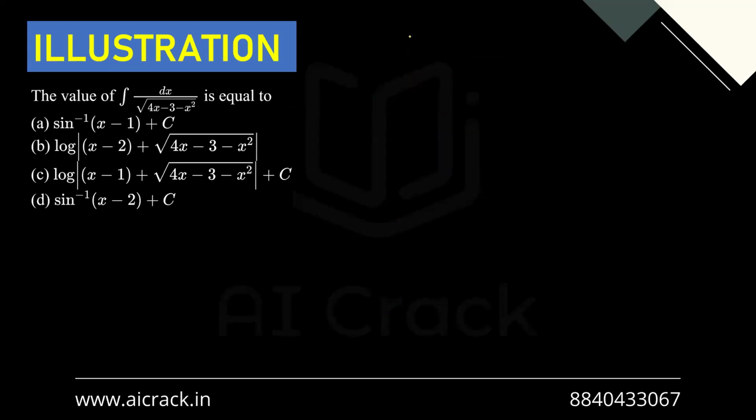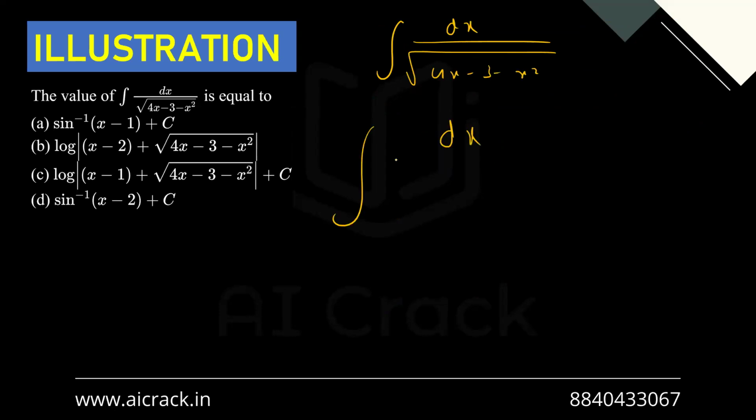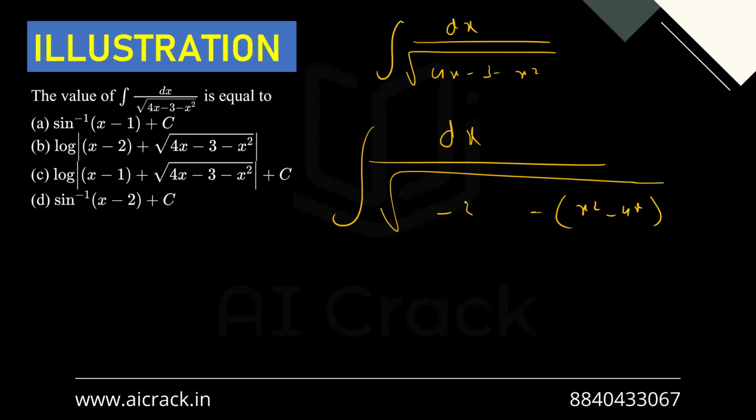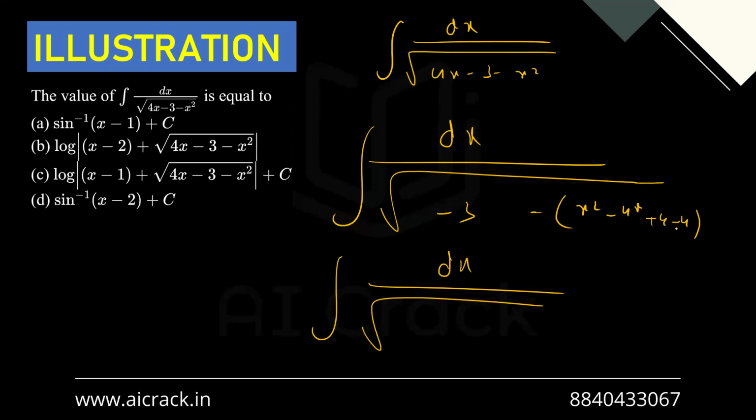So ultimately, we are going to get sine inverse in our answer, right? So now let's try to solve this one. We have integral dx upon under root 4x minus 3 minus x square, right? So this becomes dx upon under root something over here minus (x square minus 4x), and we have minus 3 over here, okay? Now to make this a perfect square, we can add and subtract 4, because that would create x minus 2 whole square over here. So this actually becomes dx upon under root minus 3 plus 4 minus (x minus 2) whole square. So this becomes 1 minus (x minus 2) whole square.